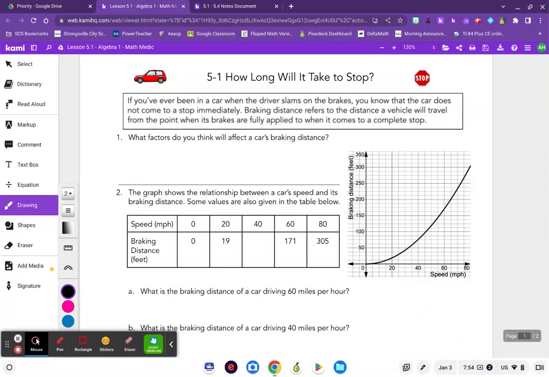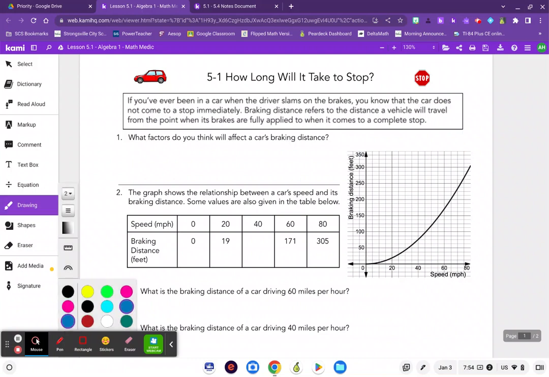It starts out by saying, if you've ever been in a car when the driver slams on the brakes, you know that the car does not come to a stop immediately. Braking distance refers to the distance a vehicle will travel from the point when its brakes are fully applied to when it comes to a complete stop. So what are some factors that you think will affect the car's braking distance?